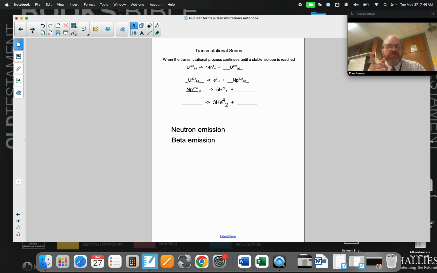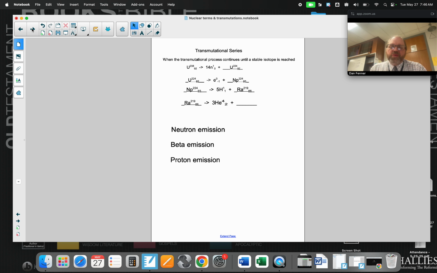All right, 5 times 1 is 5. 93 minus 5 is 88. 224 minus 5 is 219. 88, periodic chart. Look it up. We get radon, 219 over 88. And that's going to be this particle right here. Look at those 5. That is a proton, and it's on the product side. So it's a proton emission. During the series, we're going to slide it back down again.